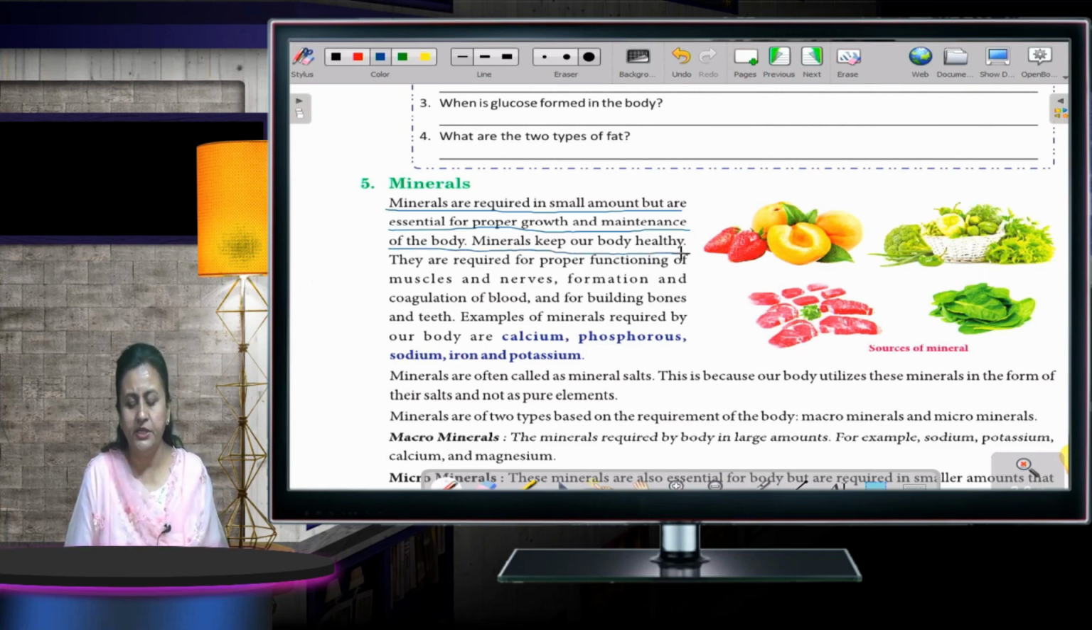Minerals keep our body healthy. They are required for proper functioning of muscles and nerves, formation and coagulation of blood, and for building bones and teeth. Examples of minerals required by our body are calcium, phosphorus, sodium, iron and potassium.